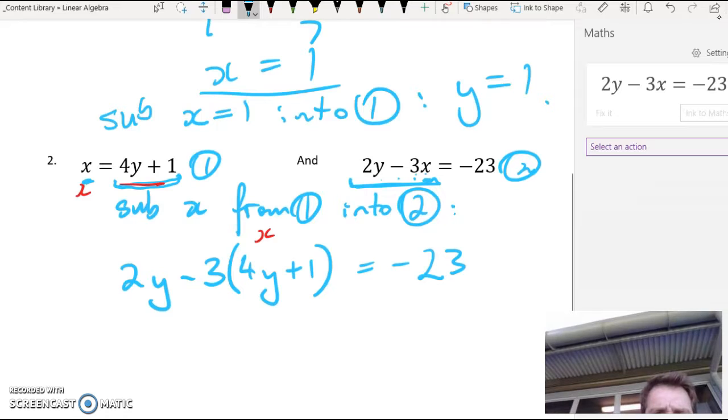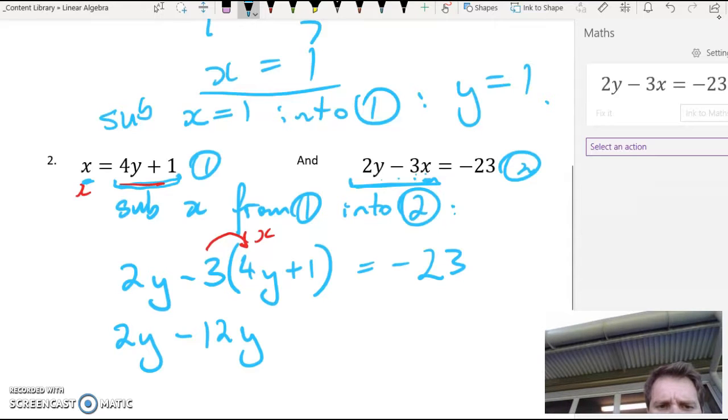Now I should be able to solve this, because I've got it all in terms of y. So I'm going to expand these brackets, keeping this as 2y. When I expand this bracket, I'm going to go negative 3 times 4y. Negative 3 times 4 is negative 12, and then y on the end, so negative 12y for the first part. Then I've got negative 3 times positive 1. Negative times a positive is a negative. 3 times 1 is 3, equals negative 23.